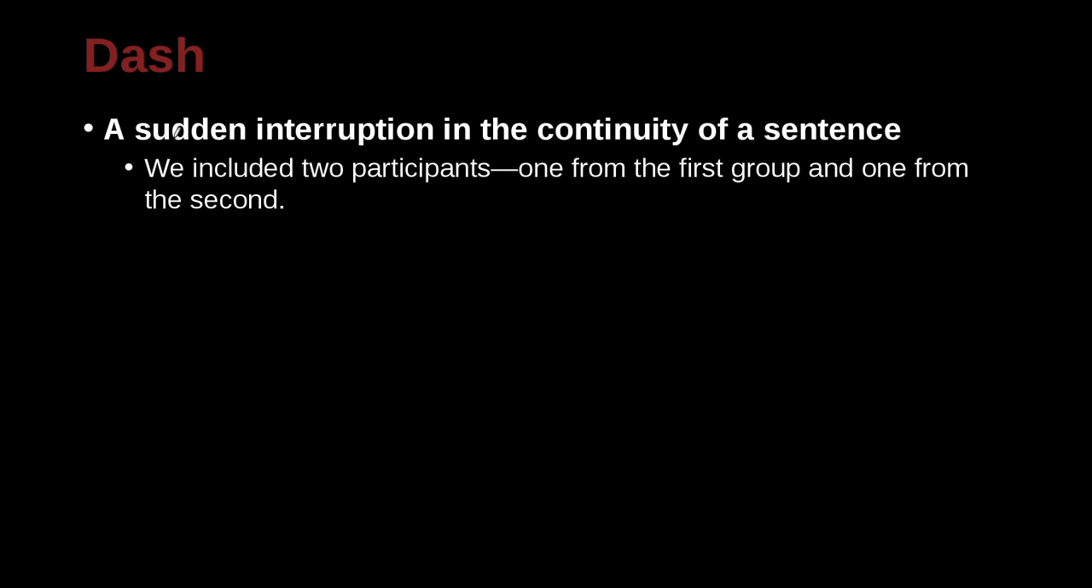Why do you use a dash? How's a dash useful? A sudden interruption in the continuity of a sentence. So if you want to change something quickly, here's an example. We included two participants, dash. One from the first group and one from the second. So here we really have a complete sentence. We're done. We included two. But we're going to explain a little bit, what is this bit here? What does this bit mean? So we're kind of changing the sentence to be explanation now. So we use a dash. Please note, no space before, no space after, no space.